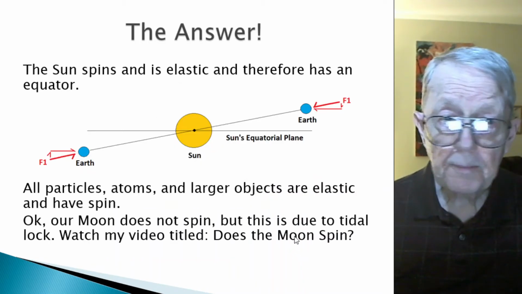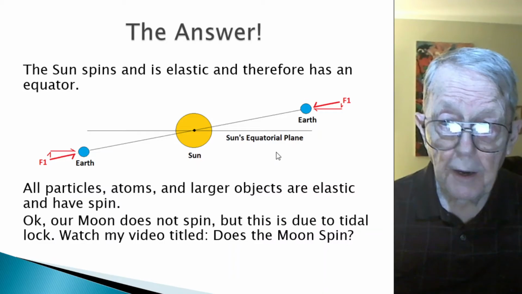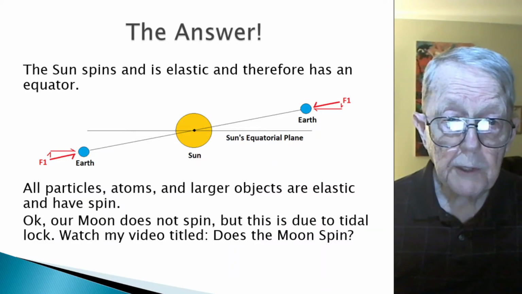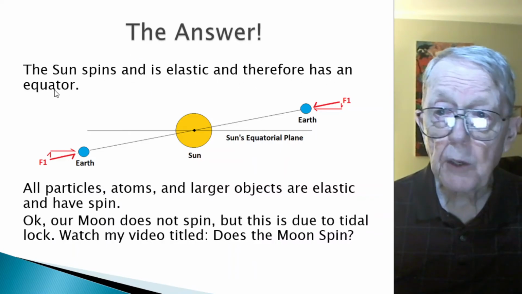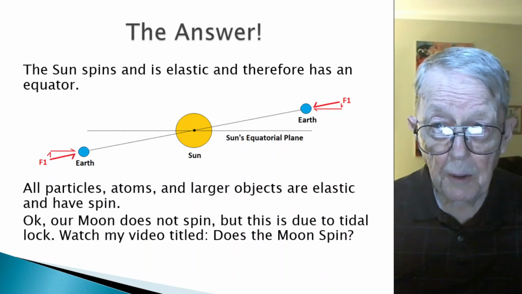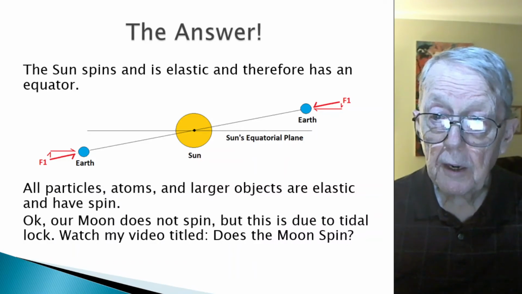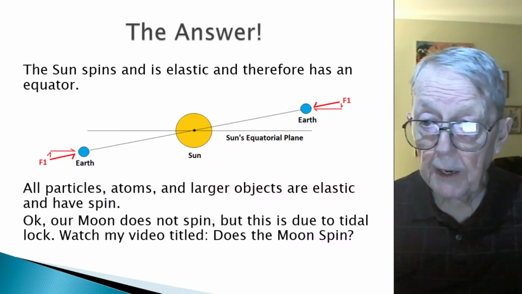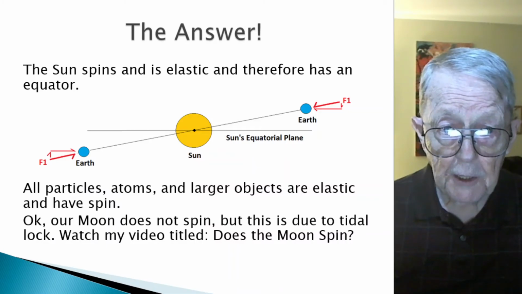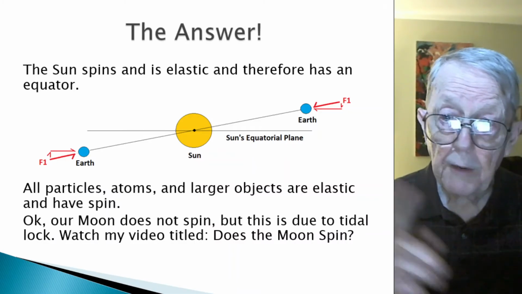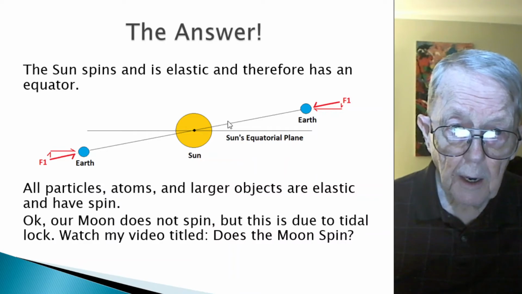This is my answer. I actually did this many years ago and had a video on a gravity group that I was hosting. Well, the sun spins and is elastic and therefore has an equator. All objects in the particle model are elastic, as long as they're made up of atoms and subatomic atoms all the way down, that makes them elastic. They're space, and they move. And if they're spinning, you're going to get an equator. The Earth has an equator, and the sun has an equator.